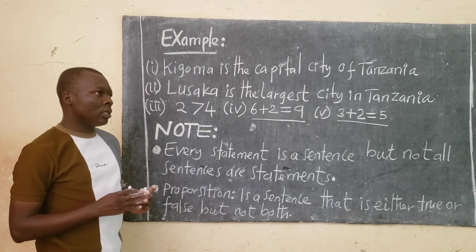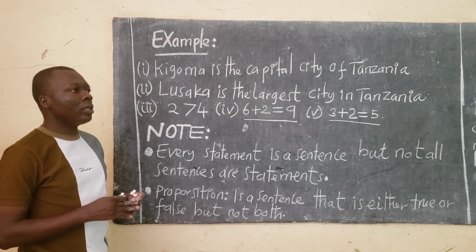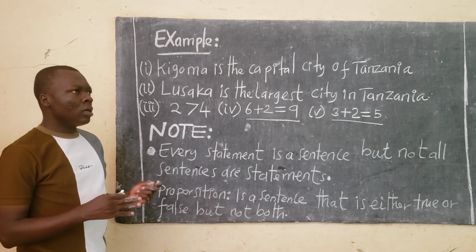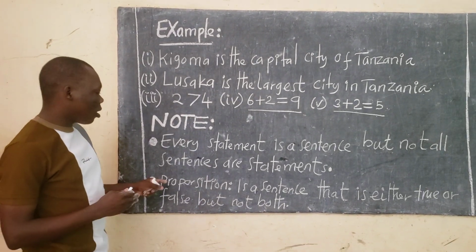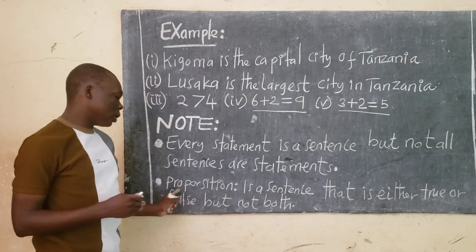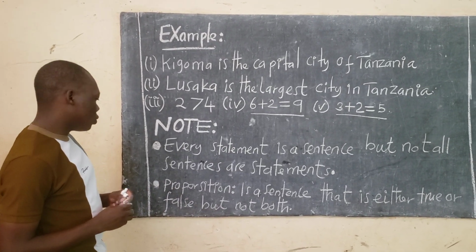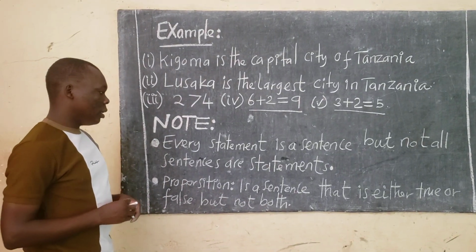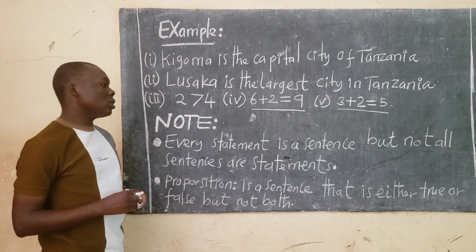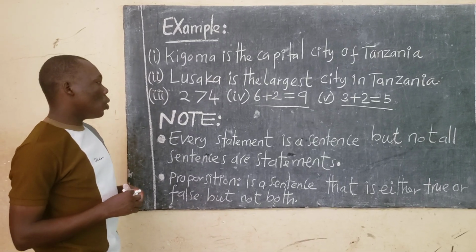Statements are groups of words which can be true or false, but not both. But also there is something that you have to understand called propositional logic. A proposition is just a sentence that is either true or false, but not both.